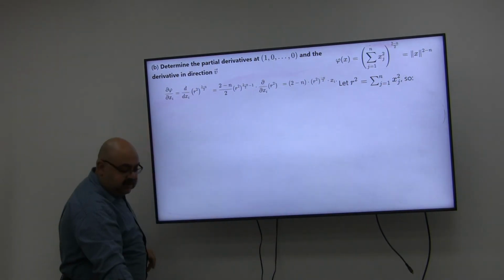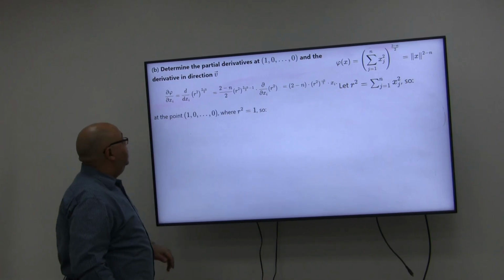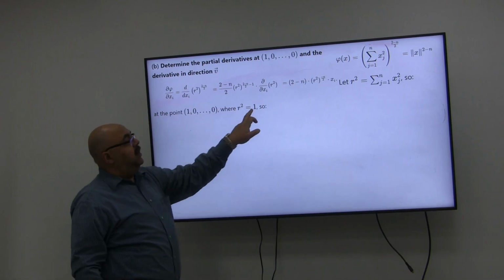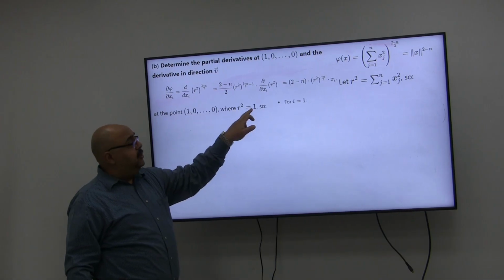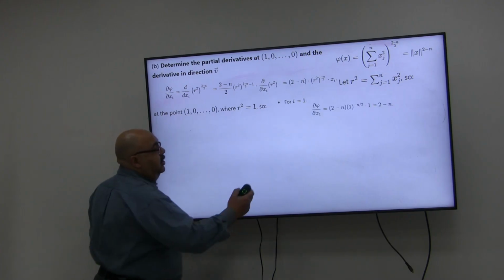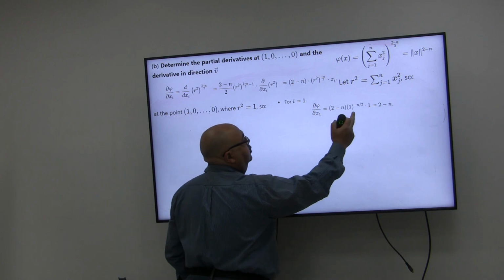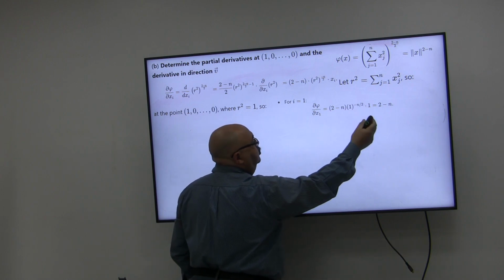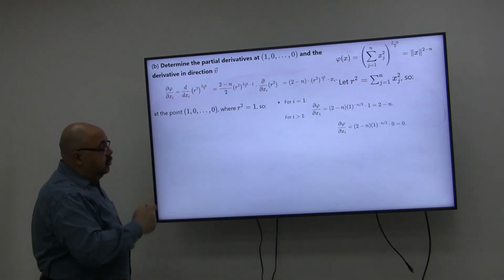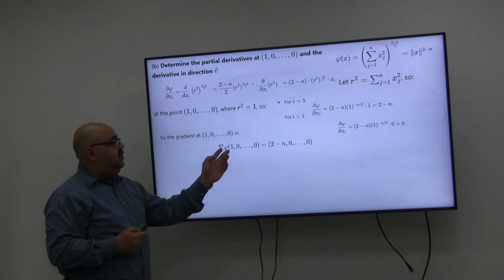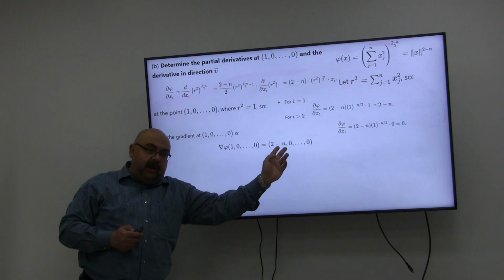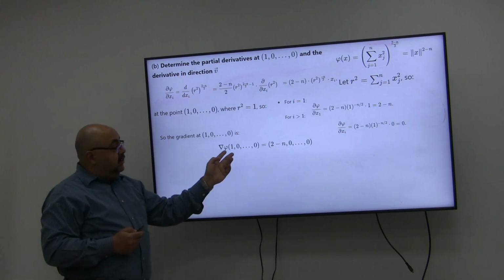Okay, so that's the partial derivative. At the point 1 and all of these zeros, R squared is going to equal 1 once you make the substitution. So for i equal to 1, partial phi over partial x1 is going to be 2 minus n, times 1 to the power of negative n over 2, times 1, which is 2 minus n. So the gradient vector in this case is going to be 2 minus n, and all of the others are equal to zeros. This is the only one that will appear with me. Now I have the gradient vector.